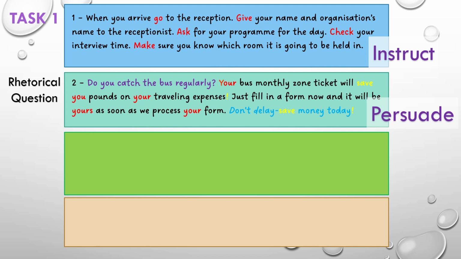There's also the use of direct address with your, you. This is in order to get you involved in this piece of text. This is already your bus monthly zone ticket, as if you've already decided to buy it. We've also got the repetition of the word save in order to reinforce this idea. We've got the use of exclamation marks after expenses and today. And then we've got the end, don't delay, save money today. We've got a little rhyme or a slogan there. It's memorable and you might think of it long after you've read this piece of text.